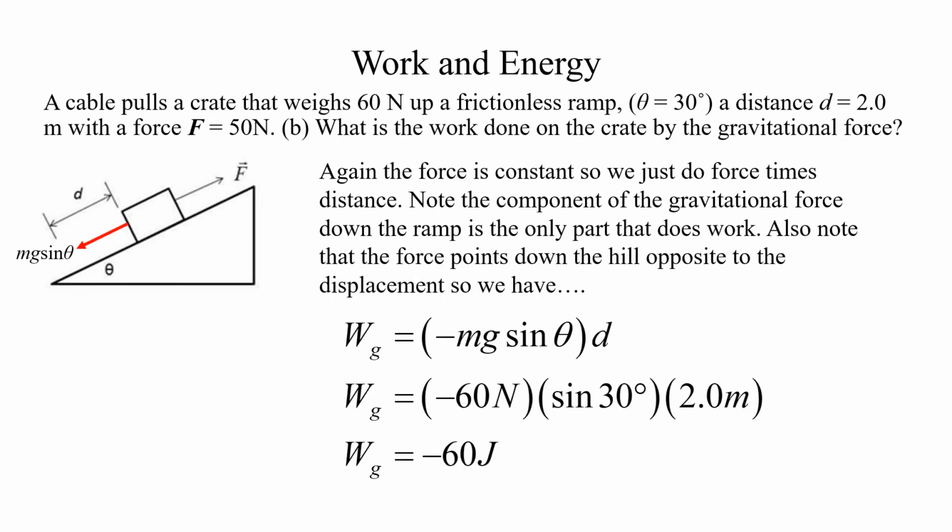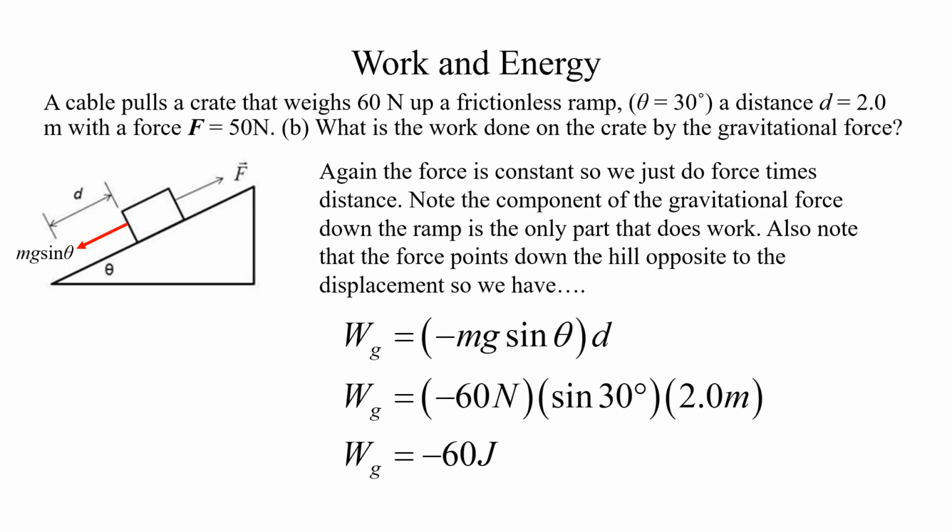All right, so for part B, what is the work done on the crate by the gravitational force? We know from before, when we looked at Newton's second law on inclined planes, we saw the component of the force of gravity down the hill is mg sine theta. Now the work is the force along the direction of motion times the displacement. Well, the force is down the hill, so we'll use negative mg sine theta for the component of the force down the hill, and then the displacement up the hill we call d. So we have minus mg sine theta times d.